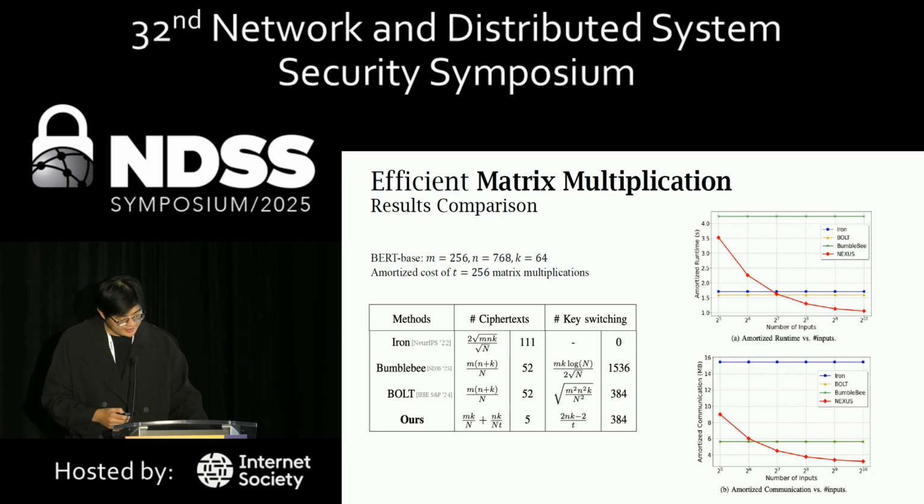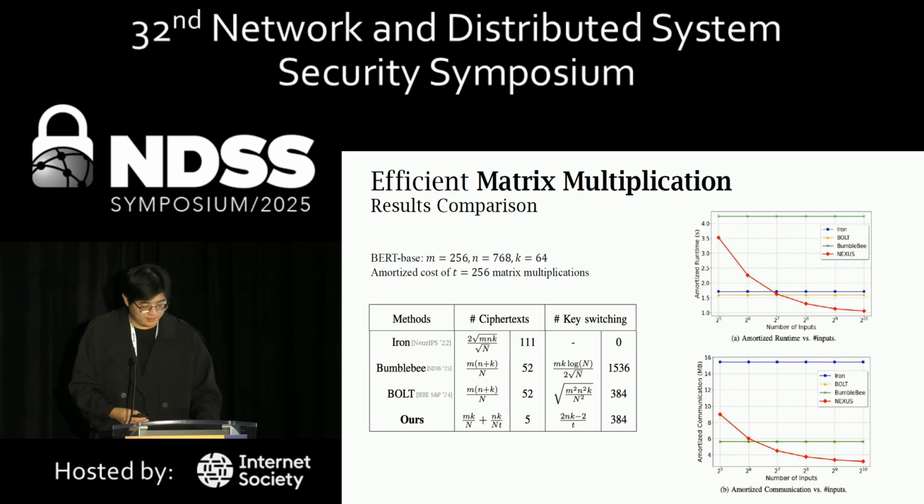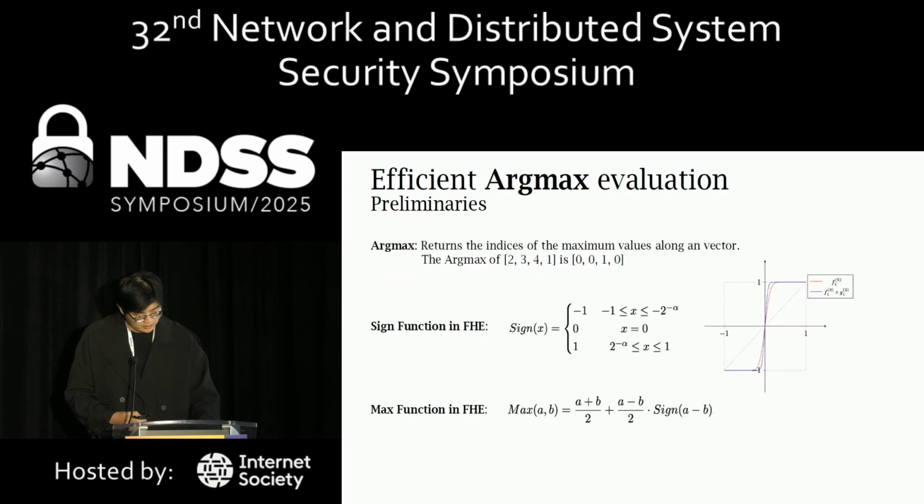Here is the amortized cost of matrix multiplications. We include an example using BERT-based parameters and different numbers of input queries. The result shows that we have lower amortized computation and communication cost.